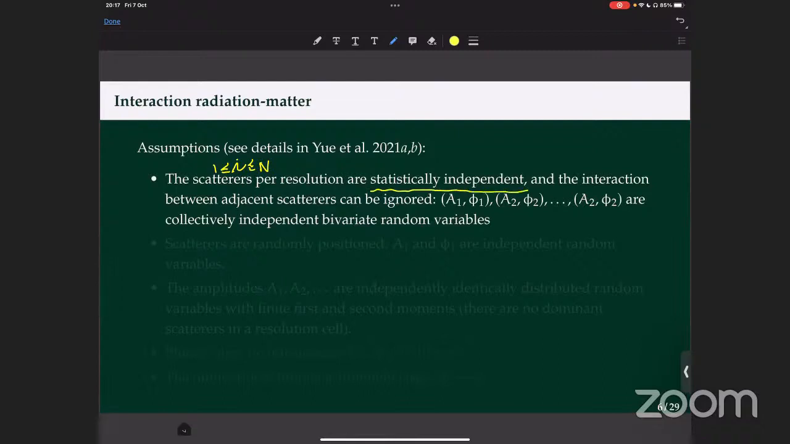independent. What does it mean? Well, it means that the characteristics of one leaf of grass does not affect the characteristics of another leaf of grass. Well, it possibly makes sense. And we may ignore the interaction between adjacent backscatterers. So we may assume that these random variables are collectively independent. They are bivariate because A_i is an amplitude and phi_i is a phase. These are two random variables, and we assume that they are collectively independent.